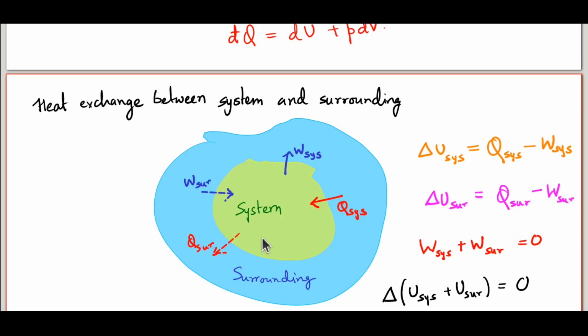However, in addition to that, I have also shown the same quantities with respect to the surroundings. There is W surroundings, which is actually pointing outwards from the surroundings and hence into the system, and Q surroundings, which are going into the surroundings away from the system.